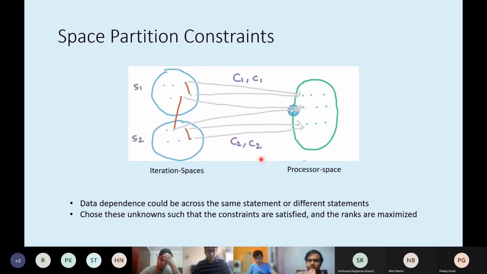Data dependence could be across the same statement, or it could be across different statements. As in this example, we have data dependence across the same statement S1 as well, and across the same statement S2 as well. And we have data dependence across S1 and S2. We want to choose these unknowns such that the constraints are satisfied and the ranks are maximum.